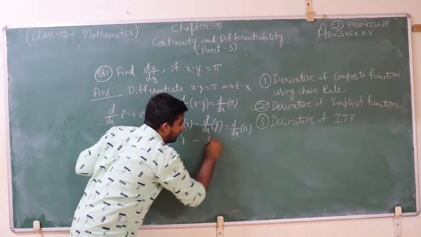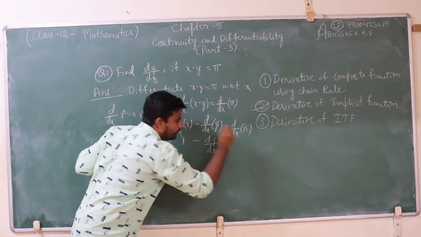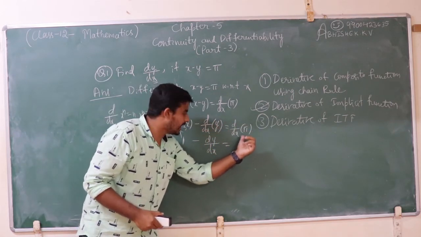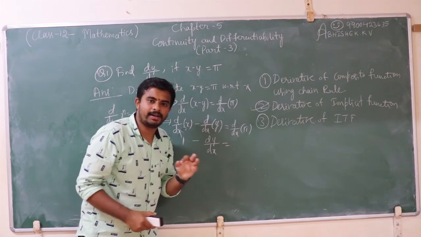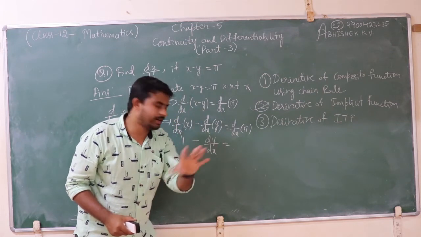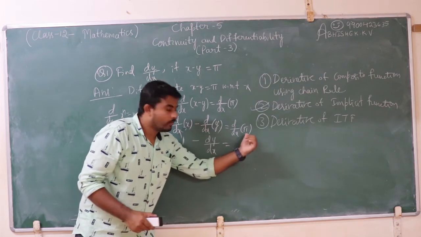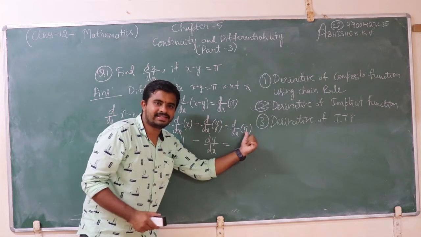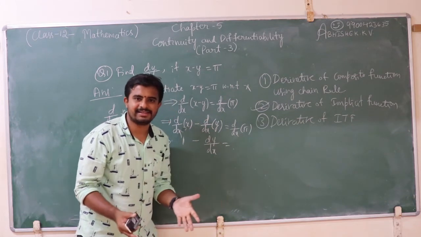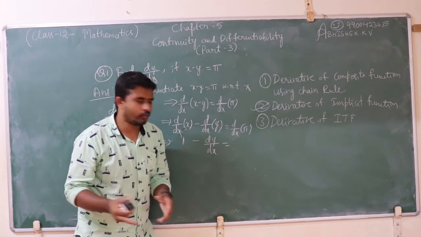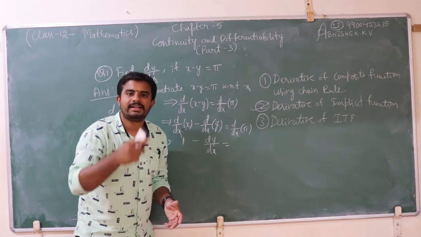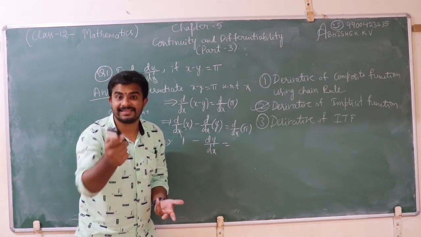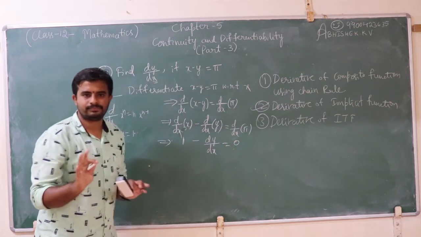But the derivative of one parameter with respect to another parameter remains the same. Here pi is a constant. It has the value 3.14, that is 22 by 7. The derivative of a constant function is what? Yes, 0. Very good.